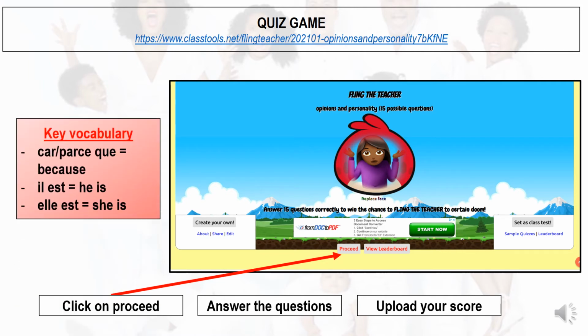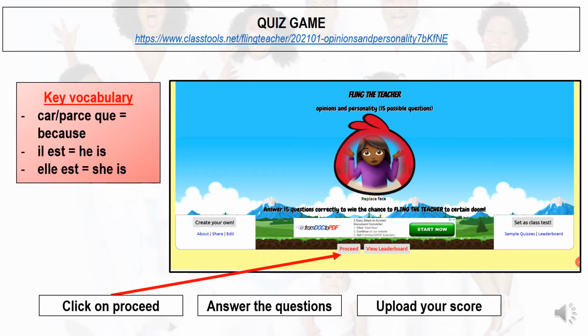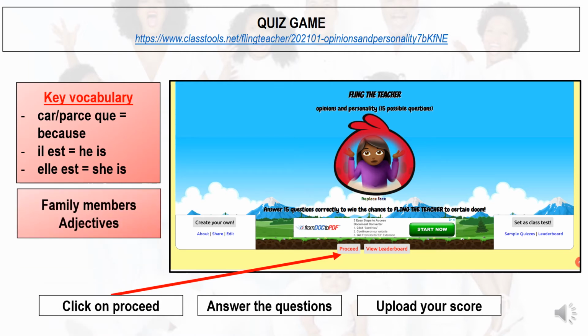In order to do this activity, you need to bear in mind the key vocabulary. Remember that car and parce que, they mean because. Il est means he is. Elle est means she is. And also you need to have in mind your family members' vocabulary as well as your adjectives, which are the adjectives that we've seen on the previous slide. Good luck!